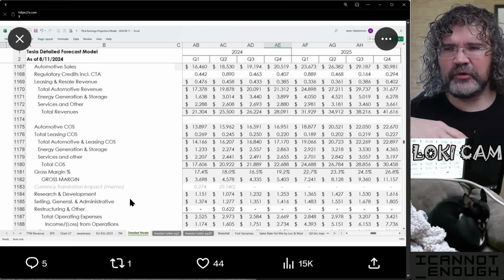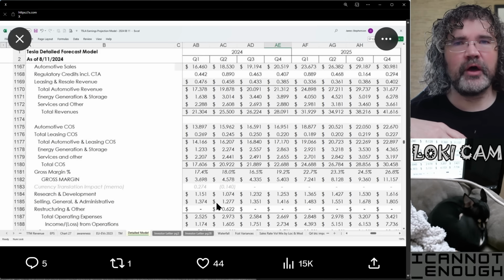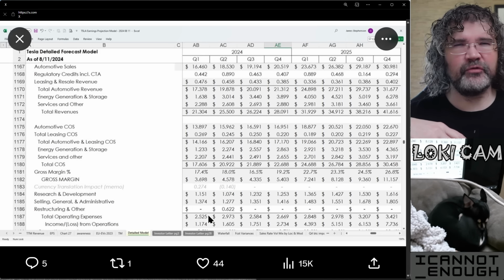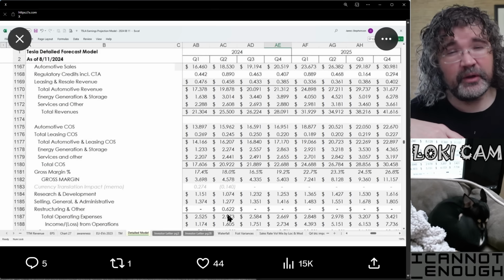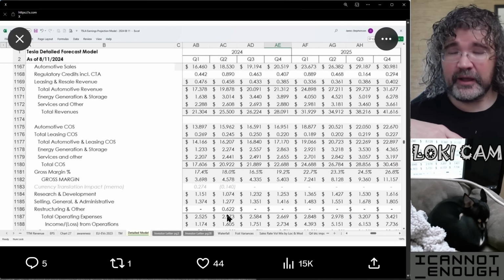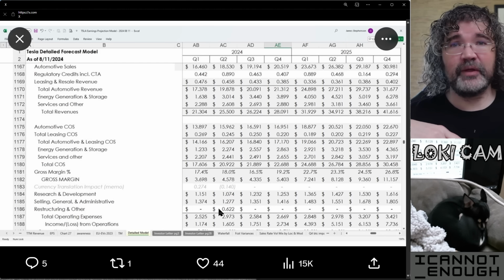Also on this page, we see research and development, SG&A, restructuring and other. So the restructuring and other line is usually zero. I'm forecasting zero for future quarters, but you never know when Tesla might do more layoffs and incur costs associated with that. These are severance expenses.